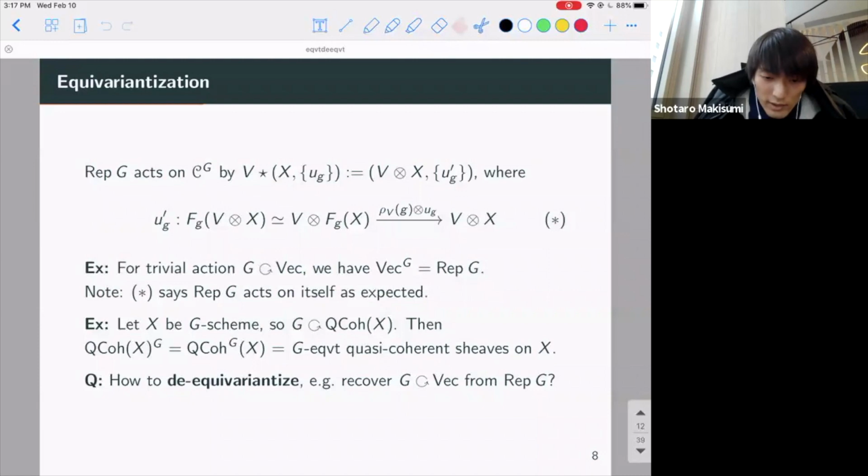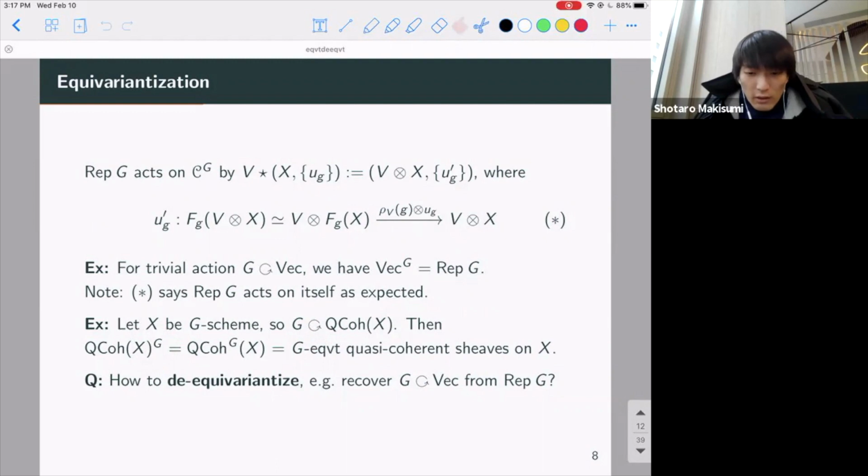As another example, let's say you have a scheme X with a G action. And in that case, by pullback, G acts on quasi-coherent sheaves on X. And you can define G equivariant objects. And if you think about the definition, you see that the resulting category is exactly the category of G equivariant coherent sheaves on X.